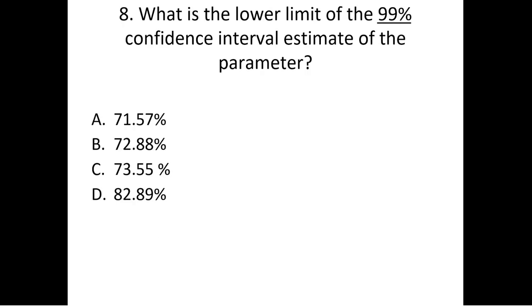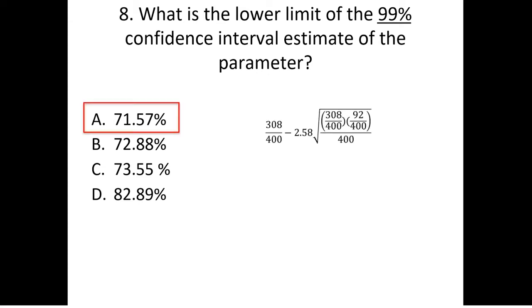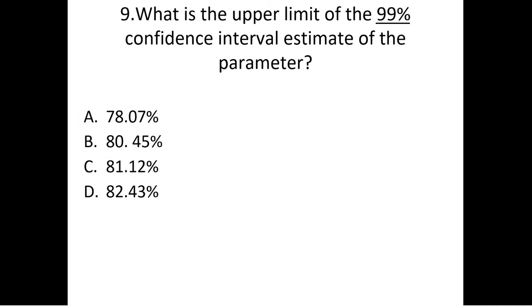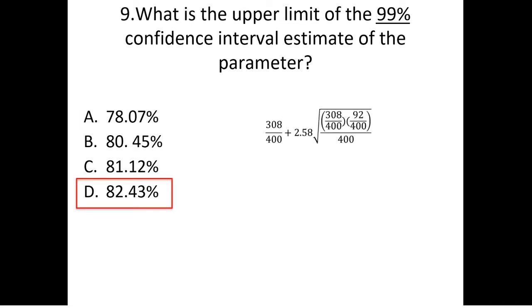So this is indeed your answer. Choice D. Next, what is the lower limit of the 99% confidence interval estimate of the parameter? Remember here, the z-deviate that you should be using is 2.58. And everything else should still be the same inside the formula. Doing this properly inside your calculator should yield 71.57%, which is letter A. The upper limit would, of course, be the positive formula. It should yield 82.43%, or letter D.